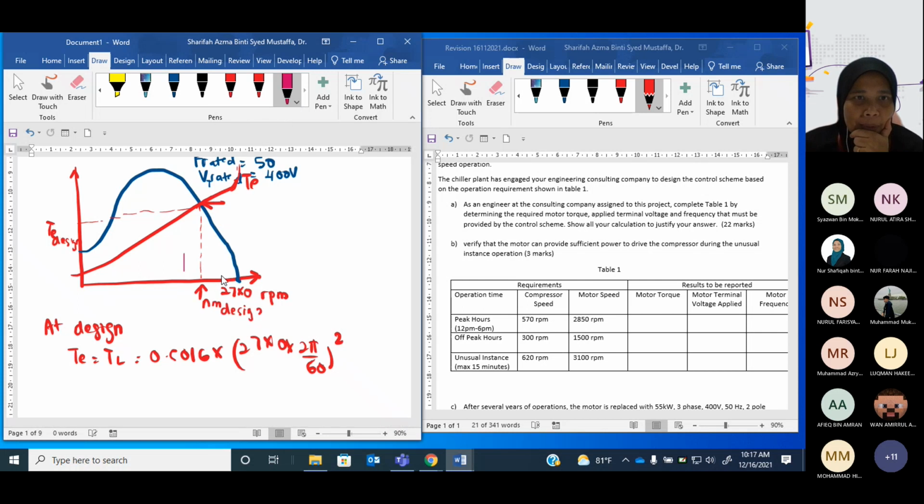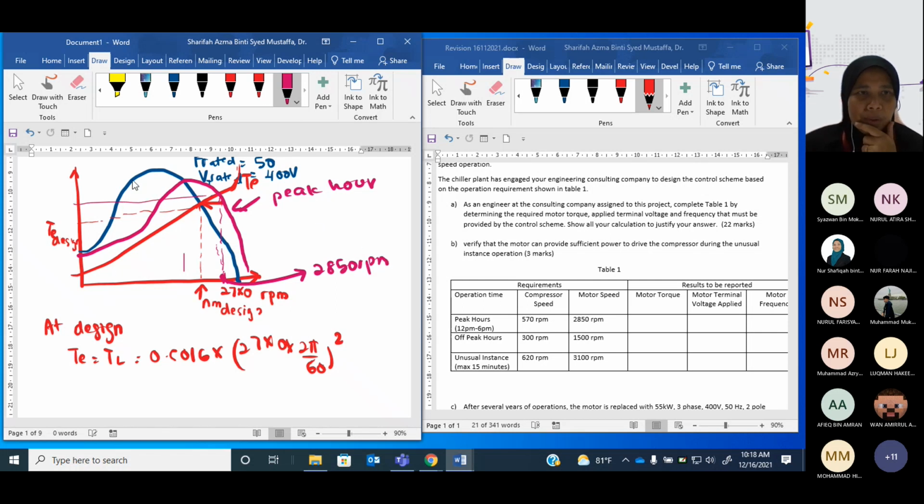So the speed is somewhere here. So we must move your induction motor to the right. Remember? We will move to the right, roughly like that. So this is at peak hour, and this is a new speed which is 2850 RPM. So you will have a new torque.